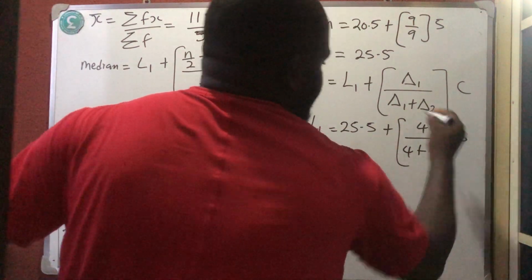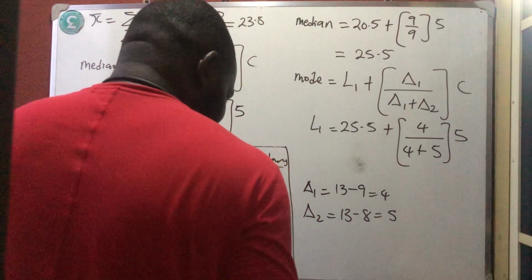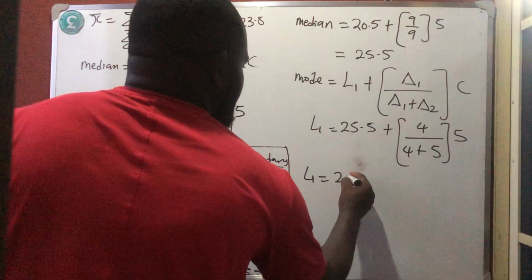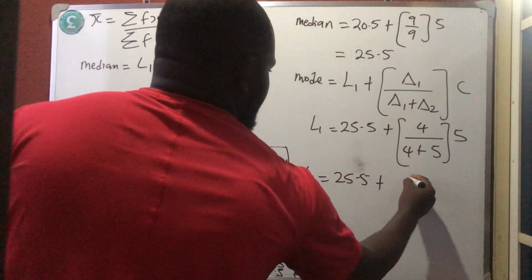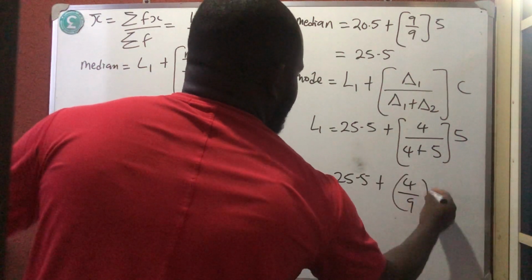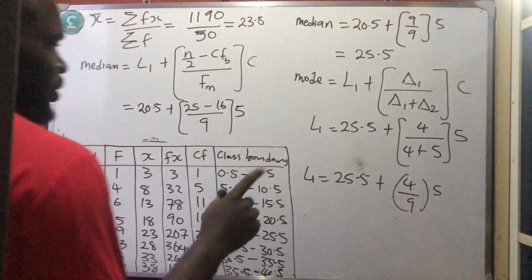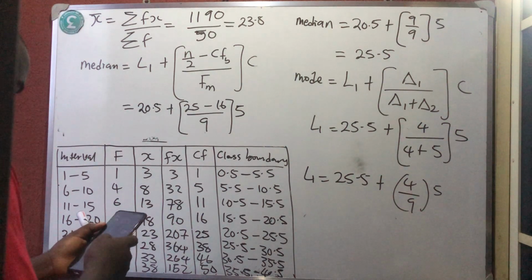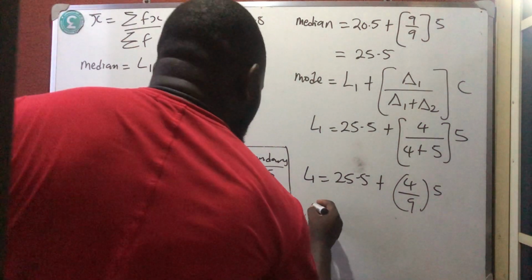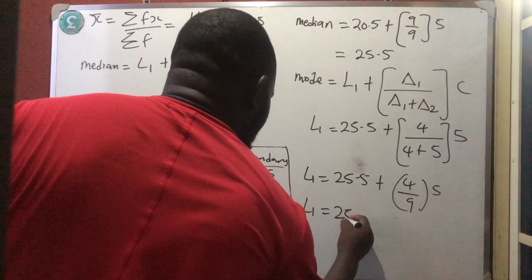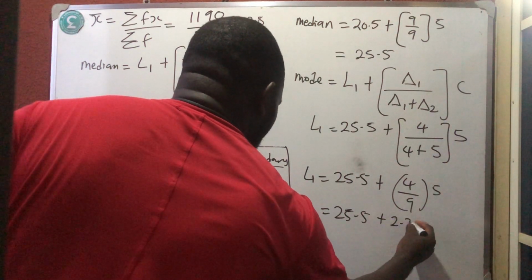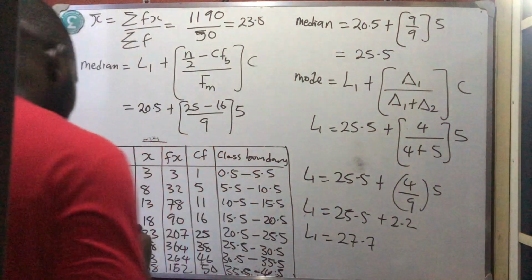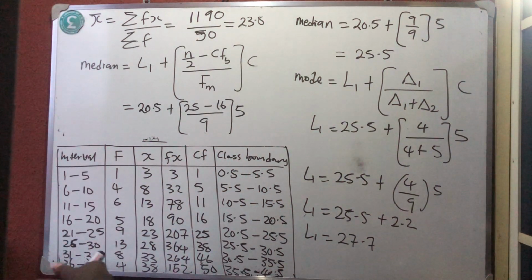That is my C5. They are 5. Okay, so what do I have now? I'm going to have that my L1 is equal to 25.5 plus 4 over 9 times 5. Okay, 4 times 5 is 20. Now 20 divided by 9, so I'm having 2.2. So my L1 is equal to 25.5 plus 2.2. So my L1 is now 27.7. As simple as that.